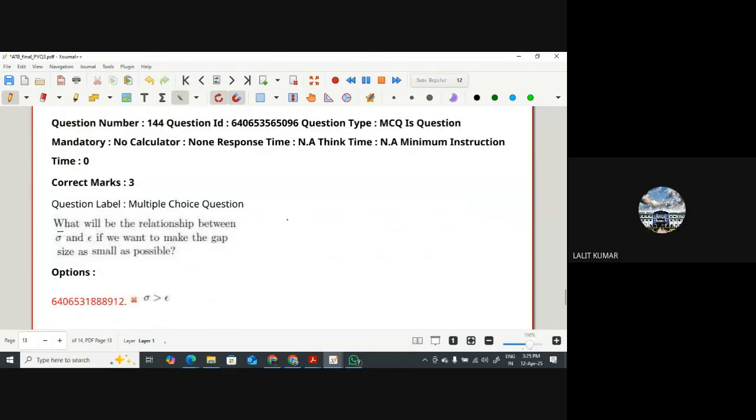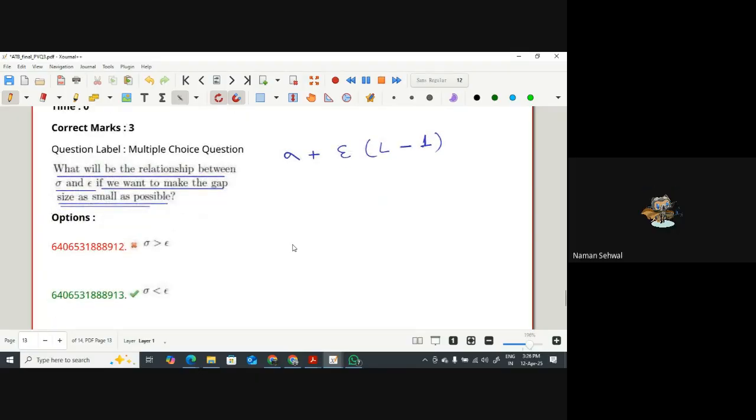What will be the relationship between sigma and epsilon if we want to make the gap size as small as possible? Can somebody throw light on this from the biology point of view? Any biology student here? No, I'm not actually. Okay, so logically, I cannot find any answer to this. So I will just say that if it comes, to make the size smaller, just write it to be smaller.